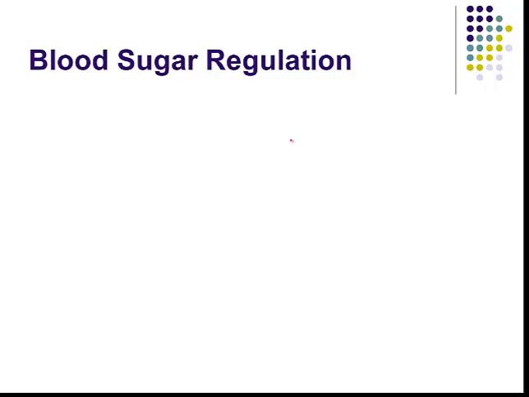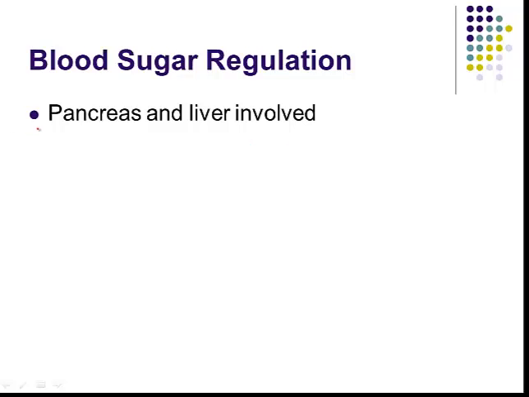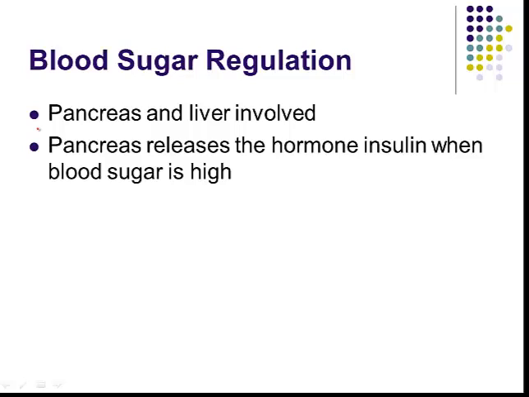Okay. Another good example of this is blood sugar regulation. Okay, so both the pancreas and the liver are involved in blood sugar regulation. We've already talked about these guys with digestion, but now we're going to take a look at how they're involved with homeostasis. The pancreas is a very important organ in your body, and it is going to release a hormone called insulin, and it releases that when your blood sugar goes high.